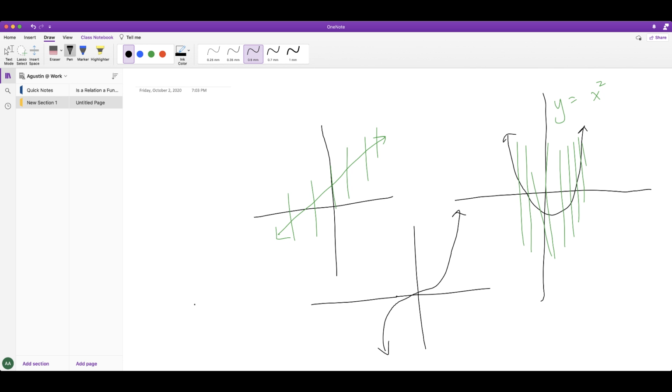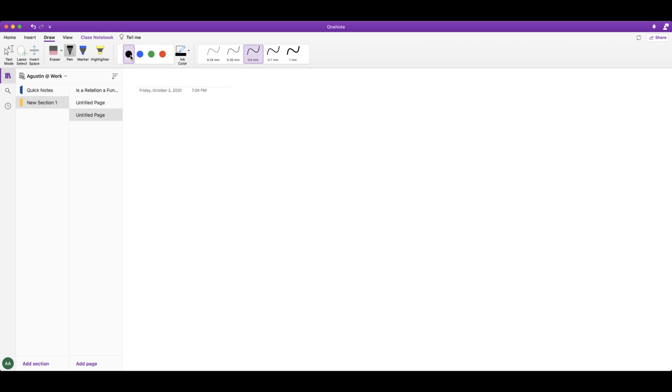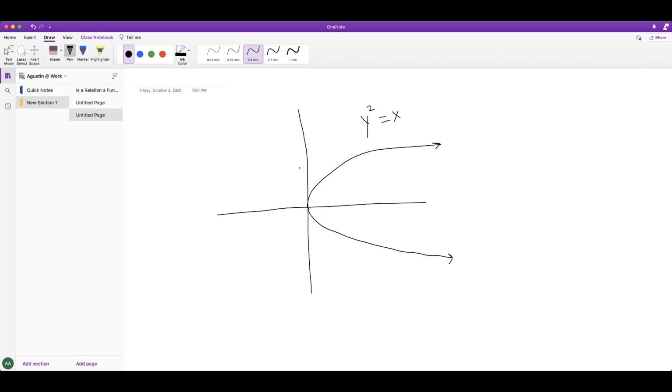So what is a graph that is not a function? One of them is y squared equals x. We talked about this one in class. This one is a sideways parabola. It gets rotated 90 degrees clockwise. So if I draw a vertical line, I'm going to hit it twice. So this is not a function. That's the vertical line test.